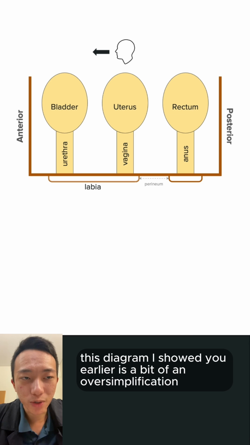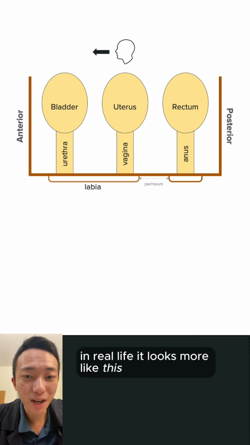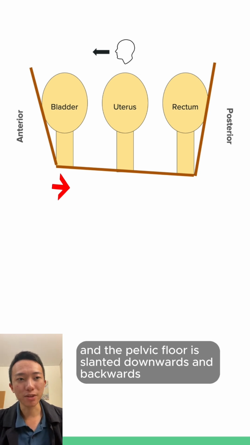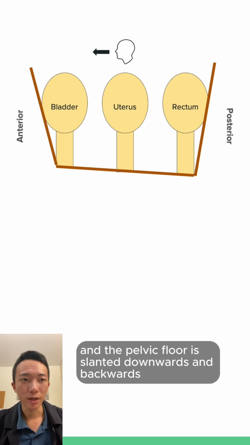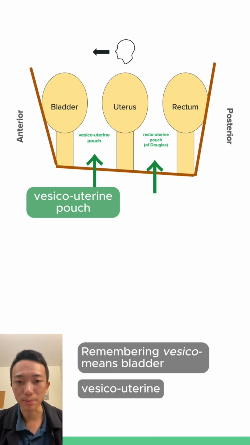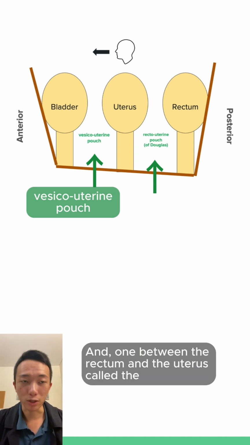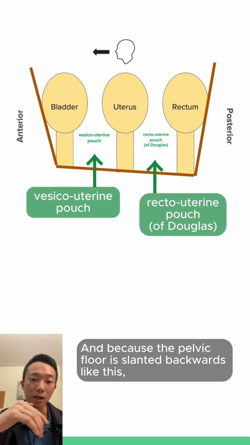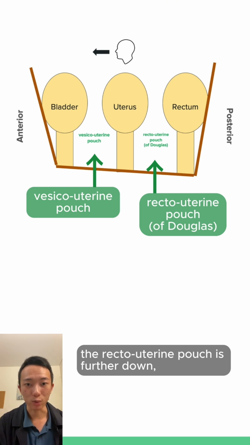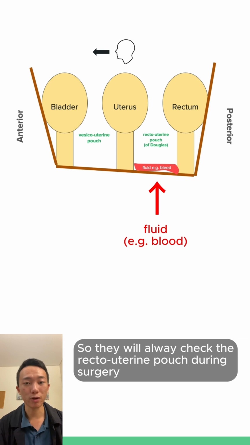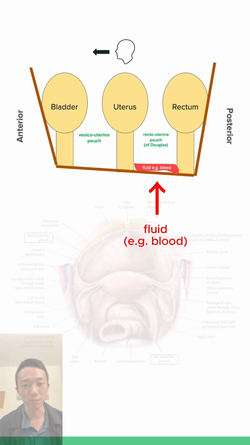Now, it turns out the diagram I showed you earlier is a bit of an oversimplification. In real life, it looks more like this. There's no space in front of the bladder, not much space behind the rectum, and the pelvic floor is slanted downwards and backwards. So this creates 2 pouches for us, one between the bladder and the uterus, called the vesicouterine, remembering vesico means bladder, and one between the rectum and the uterus called the rectouterine. And because the pelvic floor is slanted backwards like this, the rectouterine pouch is further down, which means that any fluid, like blood, is going to collect there. So they will always check the rectouterine pouch during surgery to make sure there's no blood.